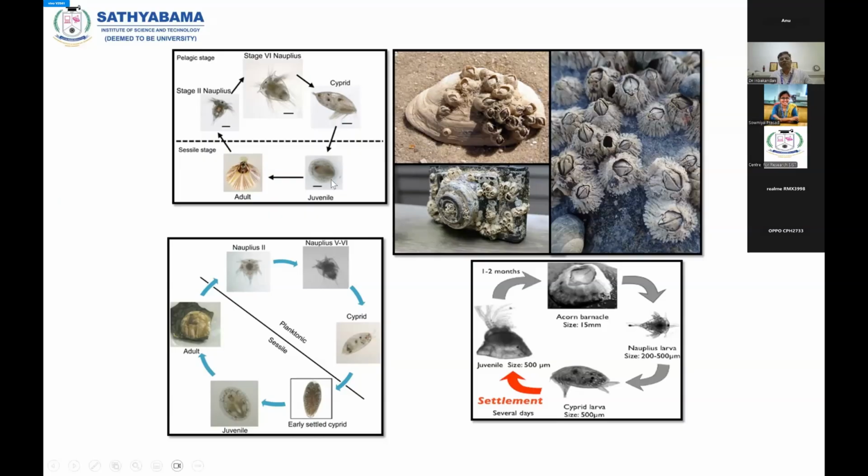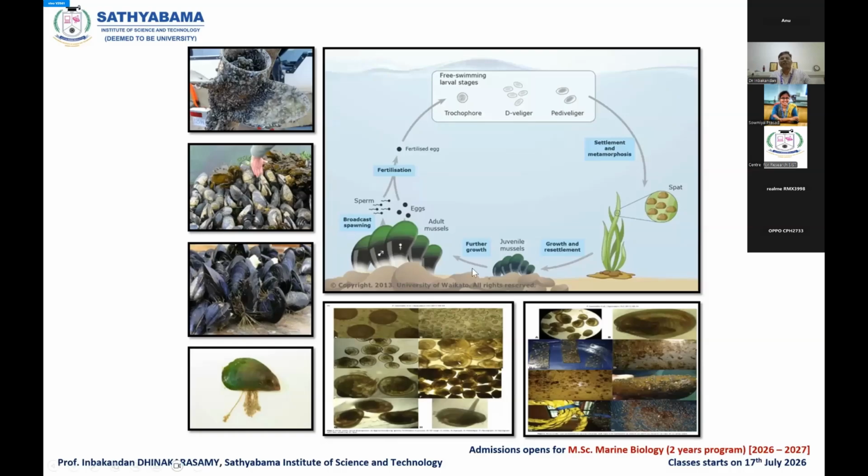So this will be the pattern for all the barnacle, and once the cyprid is settled on a surface, they secrete the cement protein, and there the biofouling starts. This is the same case for green mussel also.